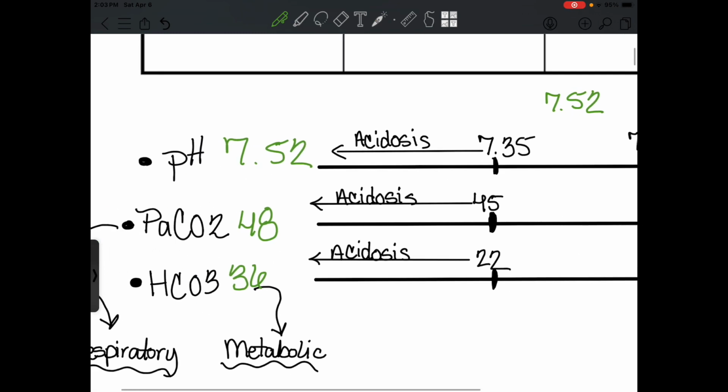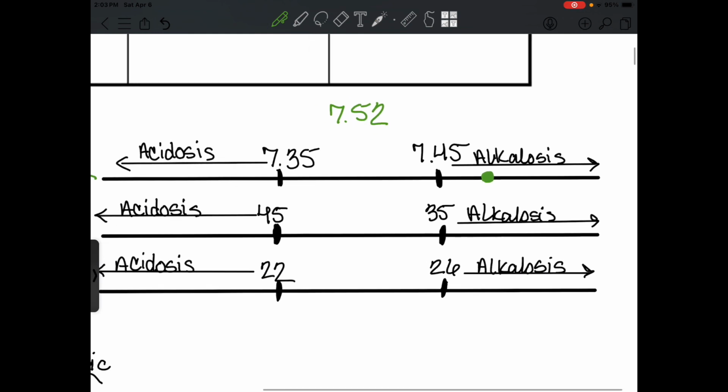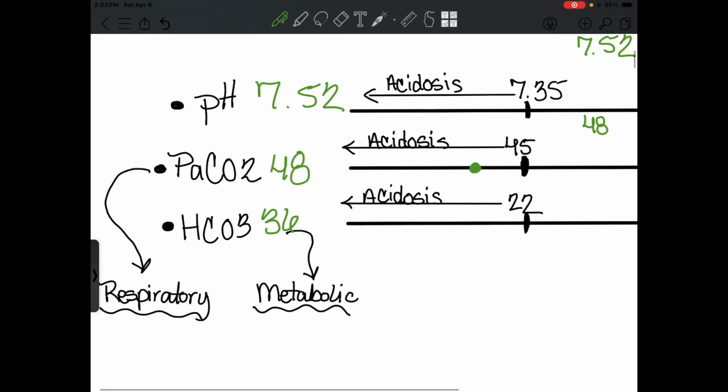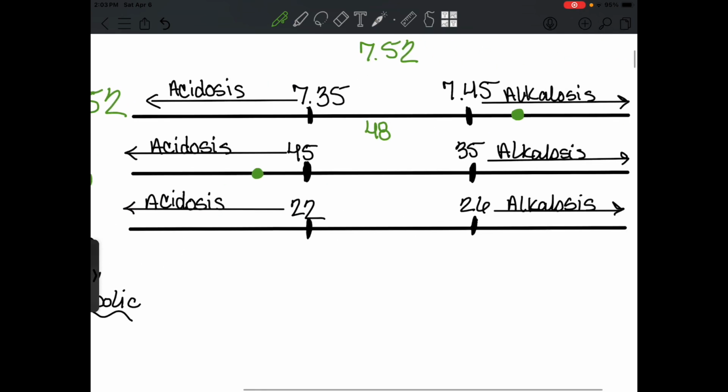Okay, and then I'm going to find my PaCO2, which is 48. I'm going to put 48 here, so that way I know what I'm looking for. I know 48 is more than 45, so I'm going to put it on this side of my line. And then my HCO3 is 36. And I'm going to chart it. It's more than 26, so it's going to be on this side of my line here.